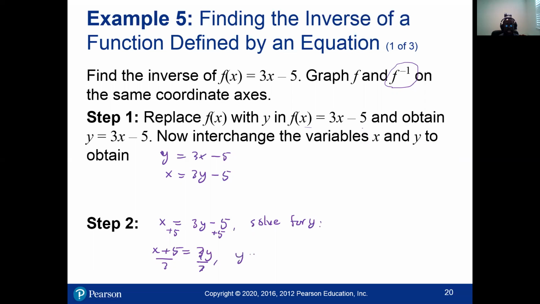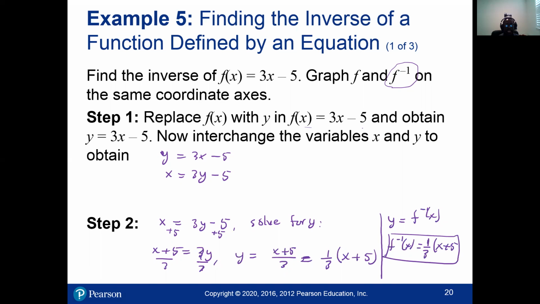So y is equal to x plus 5 over 3, which is the same as saying 1/3 times x plus 5. And therefore y is equal to the f inverse of x. So that means the f inverse of x is equal to 1/3 times x plus 5. So that's my inverse function. Then we go to step 3 and verify.